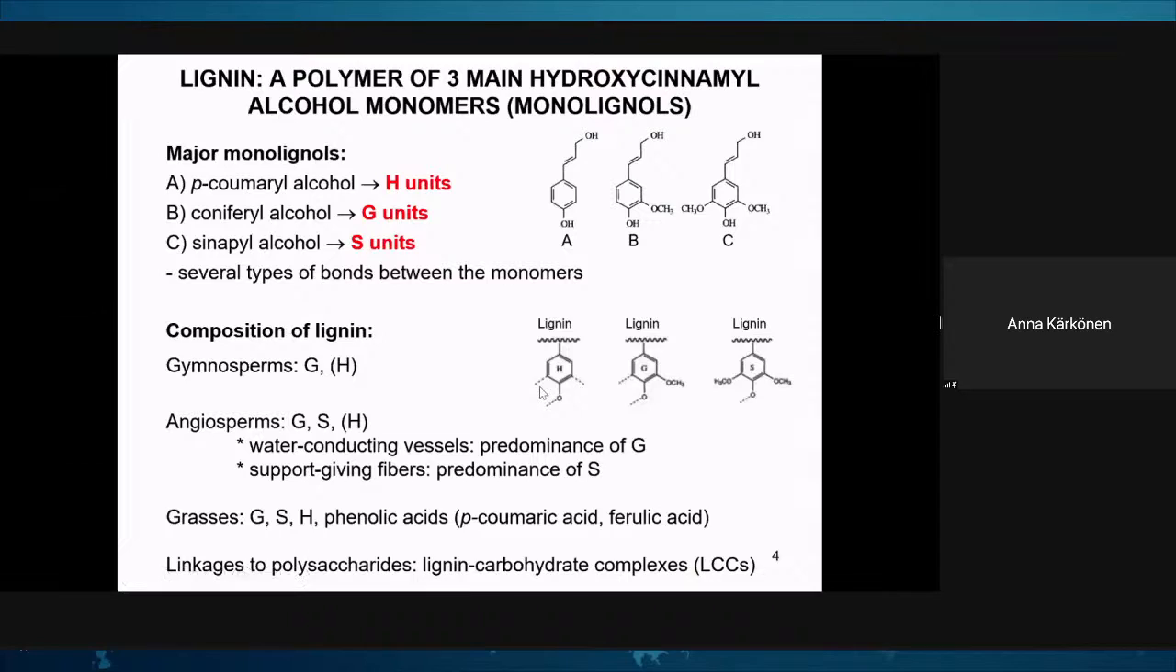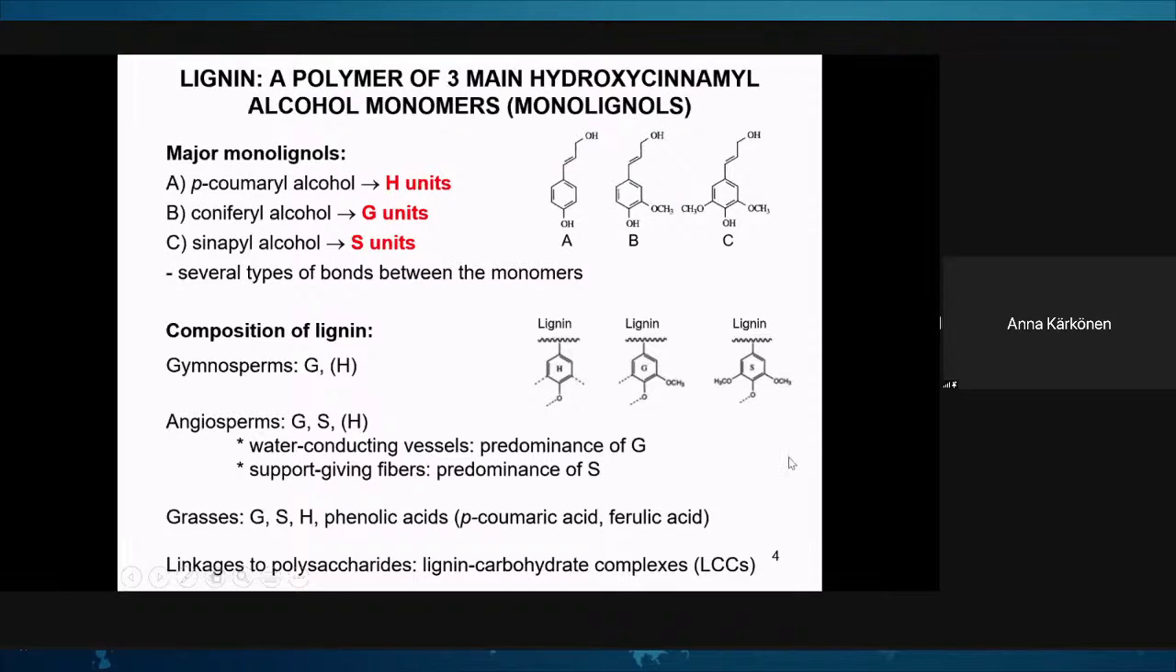So there are three main monolignols that are used for lignin biosynthesis. Paracoumaryl alcohol gives rise to hydroxyphenyl units in lignin, coniferyl alcohol gives rise to guaiacyl units in lignin, and sinapyl alcohol gives rise to syringyl units in lignin. And the difference is the methoxylation states of the phenolic ring. And in lignin, there are several types of bonds between these monomers.